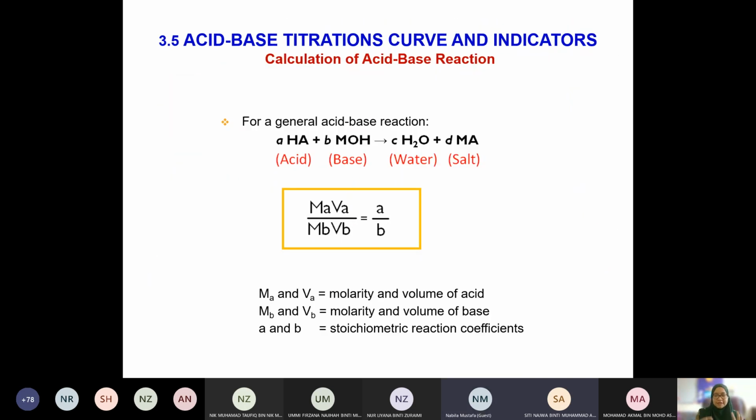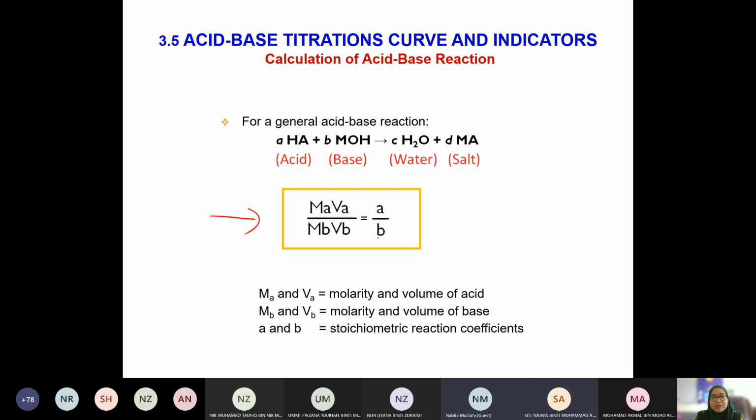Right. Alright, now we go into calculation. This is the serious one, the stressful one. For a general acid-base reaction, I'm sure you are very familiar with this formula: MAVA over MBVB is equal to A over B. This is normally used for acid-base reactions. When we use this formula, it means we are calculating at the equivalent point. You didn't know, now you know, right?